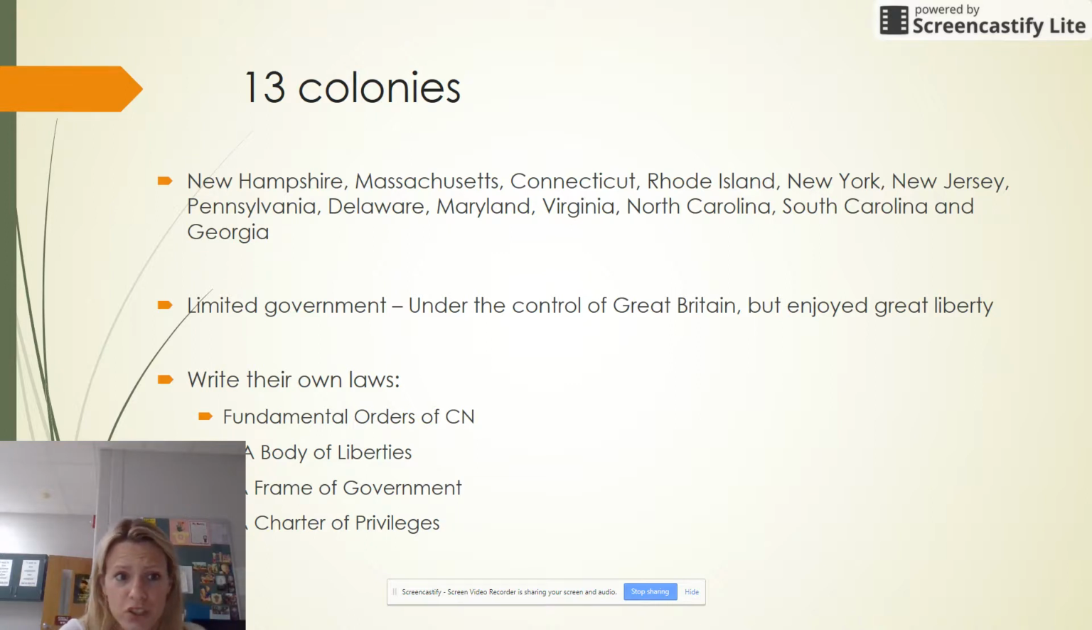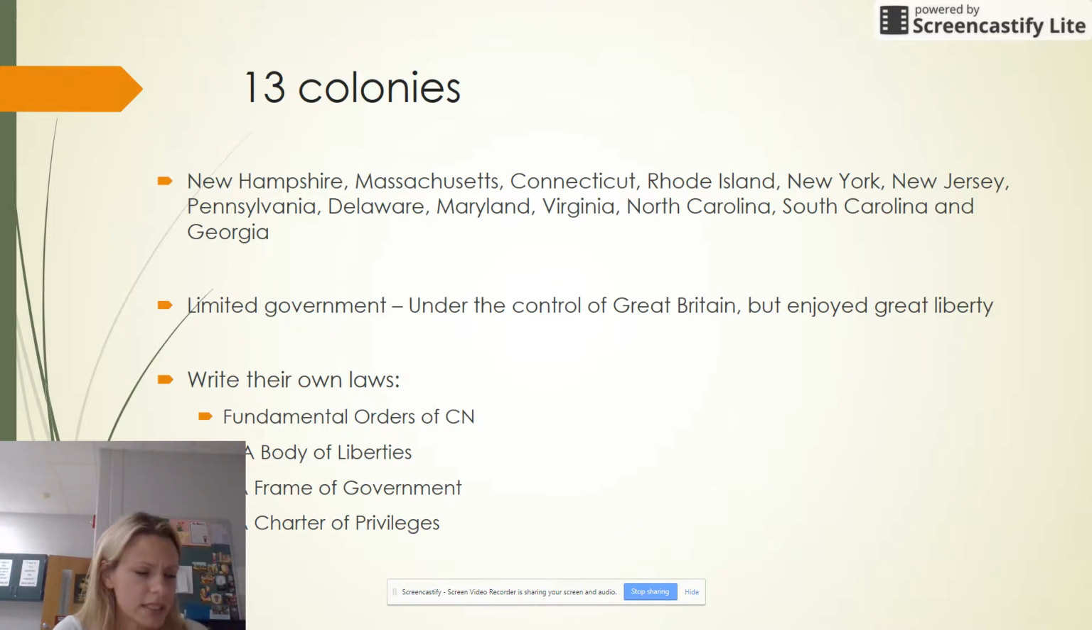There are 13 original colonies: New Hampshire, Massachusetts, Connecticut, Rhode Island, New York, New Jersey, Pennsylvania, Delaware, Maryland, Virginia, North Carolina, South Carolina, and Georgia. Now, I'm sure Abby is writing all of those down, and it doesn't hurt to have them memorized, but it's not going to be on the test. You're not going to have to memorize all 13 colonies. That's more of a U.S. history type of thing.